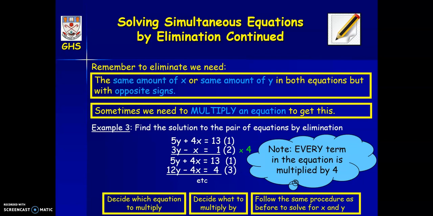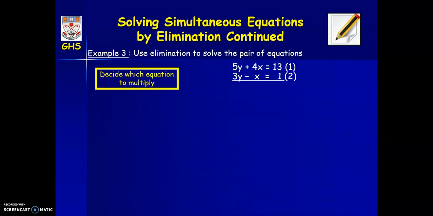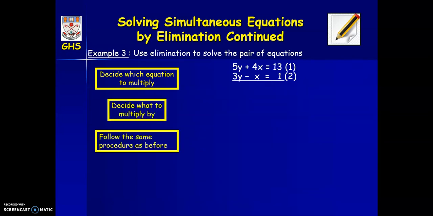So let's work through example 3 completely. Decide which equation to multiply, decide what to multiply by, and then follow the same procedure as before. So looking at equation 1 and equation 2, we can see that we need to multiply equation 2 by 4. Equation 1 becomes 5y plus 4x equals 13, so it just stays the same. But equation 2 becomes 12y take away 4x equals 4, and we relabel that as equation 3.